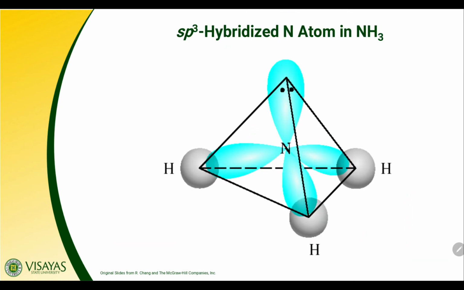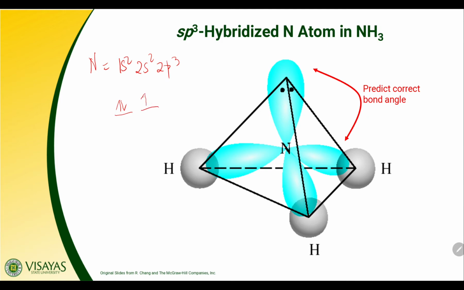So hybridization is the answer as to why the bond angle of ammonia is 107 and not 90 degrees. What happens in ammonia is that, remember, what is the configuration of nitrogen? We have 1s2, 2s2, 2p3. So here we have our 2 electrons for 1s, 2 electrons for 2s, and 3 electrons in the p. So we have our 1s, 2s, and 2p.